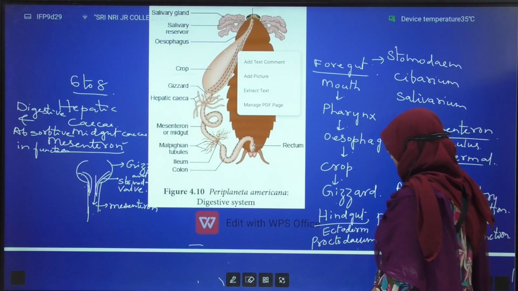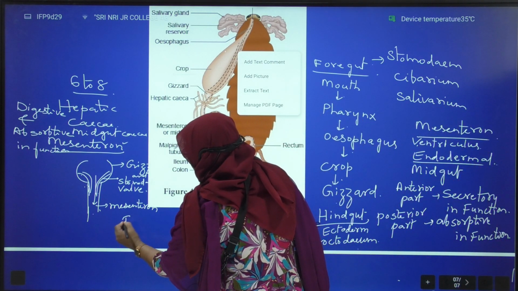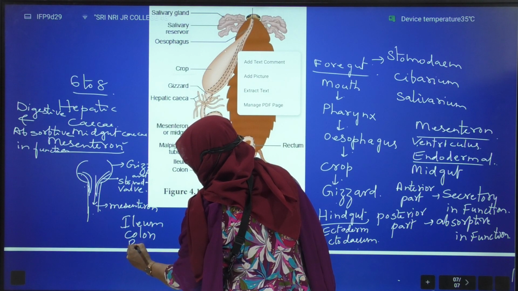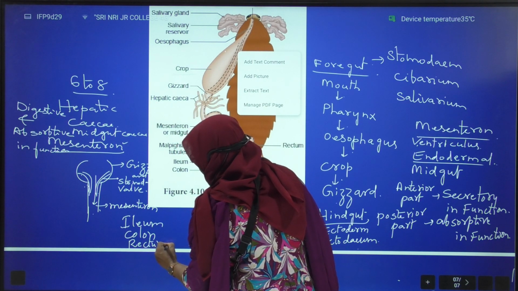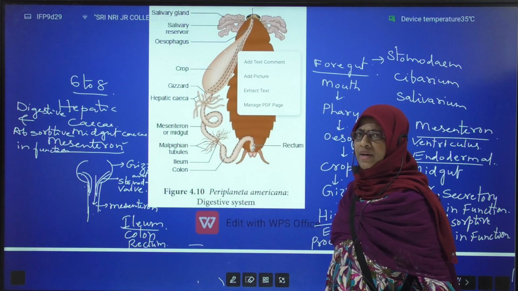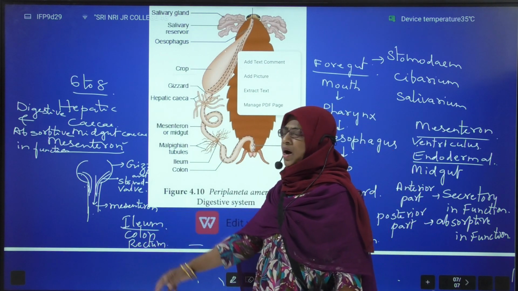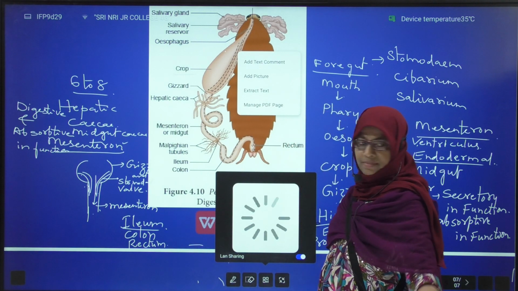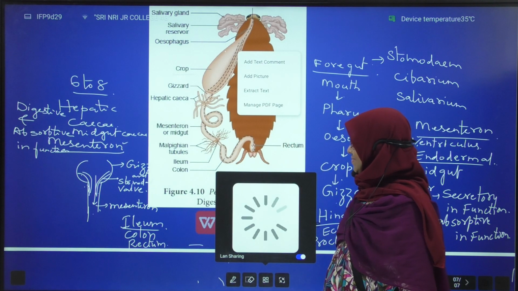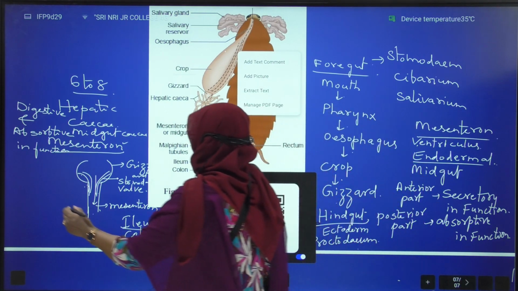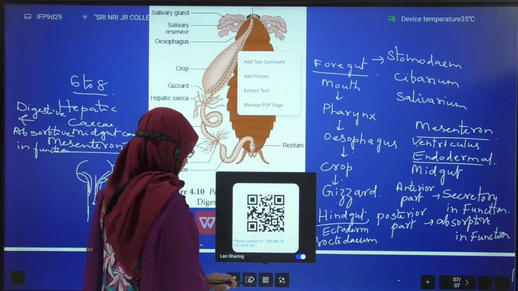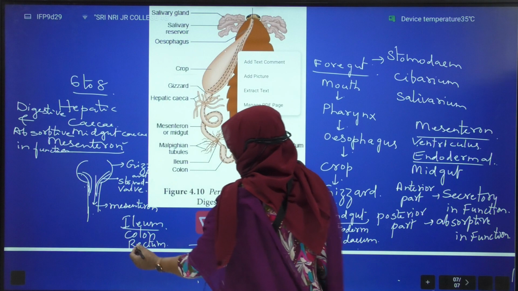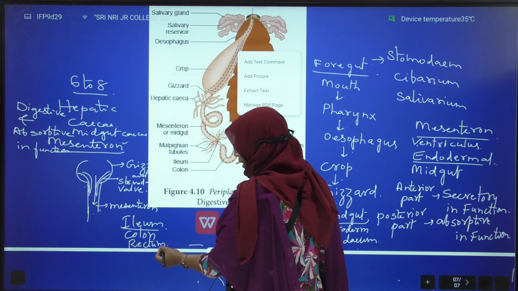What are the three parts of the hindgut? Ileum, colon and rectum. Ileum is a short tube-like structure, and ileum opens into a highly coiled structure called colon. Colon leads into rectum. It is a short bulb-like structure.